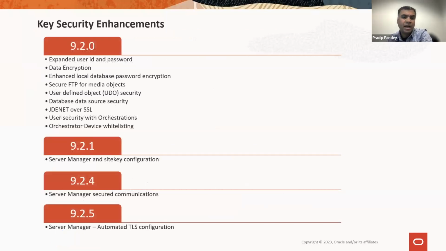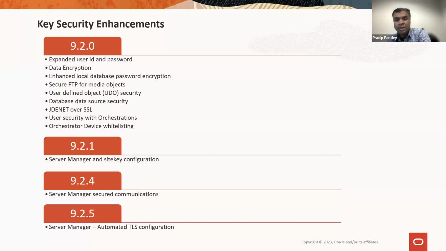Key announcements. Again, I didn't cover a lot of things which happened in the past releases with 9.2, which went out 8 years back. We started with support of expanded user ID password, long user ID, long password feature, data encryption feature in database, enhanced local database password encryption, secure file transfer protocol for media objects, user-defined object security, database data source security, JDENet over SSL.